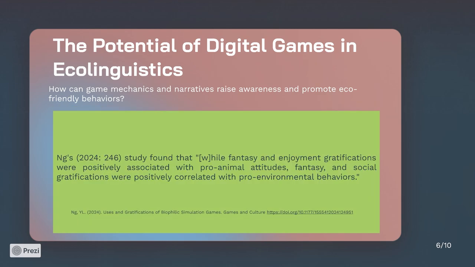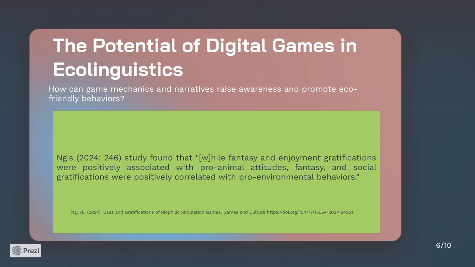We have Eng, forgot his university, but he's one of us, one of Hong Kong universities. Oh, City U. So then the studies found that while fantasies and enjoyment gratifications were positively associated with pro-animal attitudes, fantasies and social gratifications were positively correlated with pro-environmental behaviors.